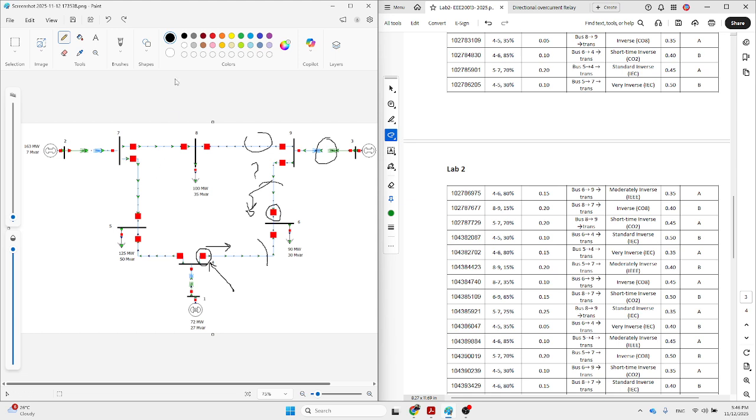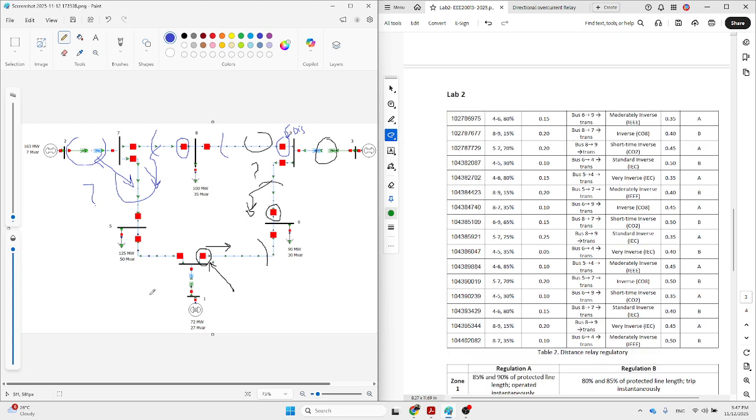Okay, let me change the color for this. Assume we have a fault by here. So the relay closest is this one and then this one. So the chosen is this. Then this is the distance relay placement. You should say that this is my distance relay: zone one, zone two, maybe zone three. One of these. We don't know, and it is based on the relay three.